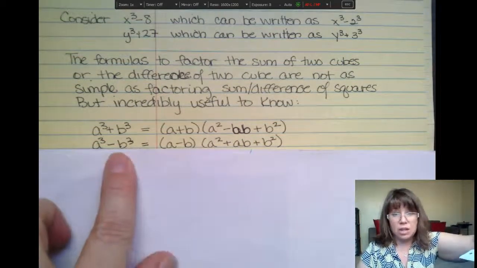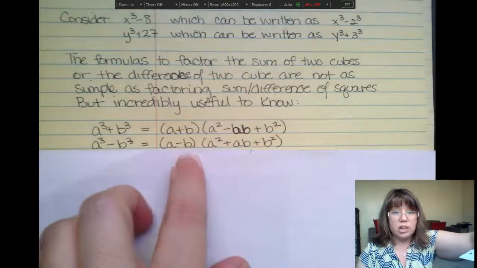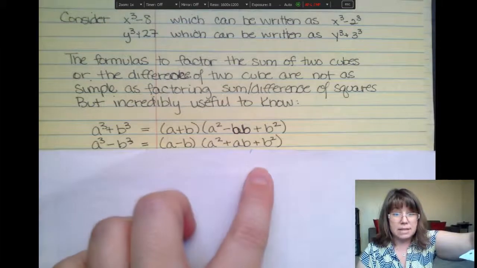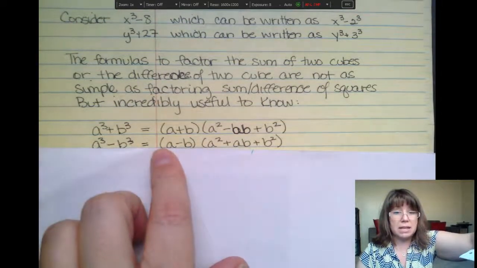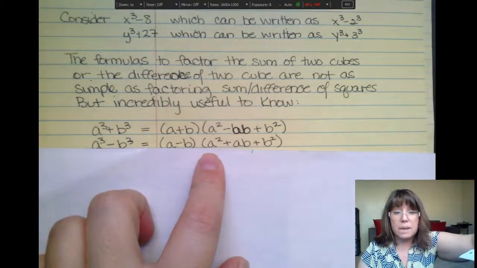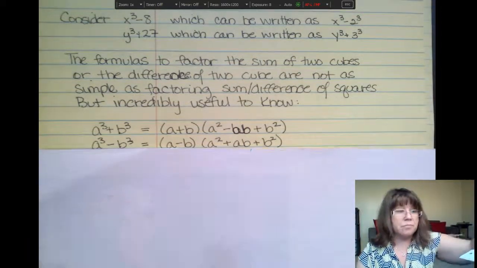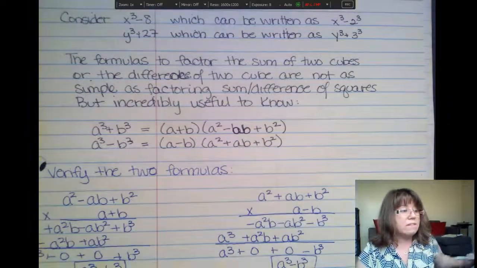Then we have a cubed minus b cubed. Your signs are going to go minus, plus, plus. So your first term is a minus b, and in your second term you have a squared plus ab plus b squared. Now, if you don't want to take my word for it, we can verify that these are true.